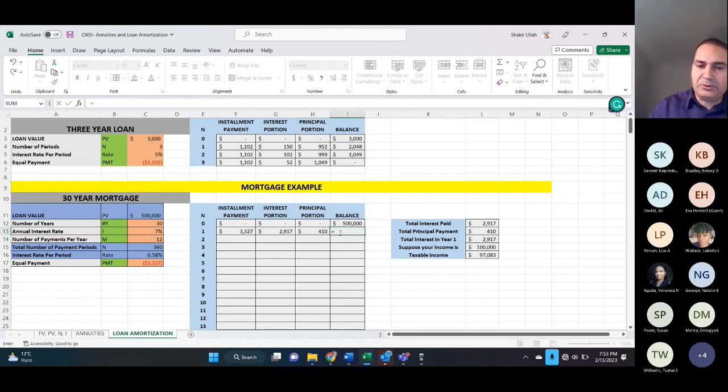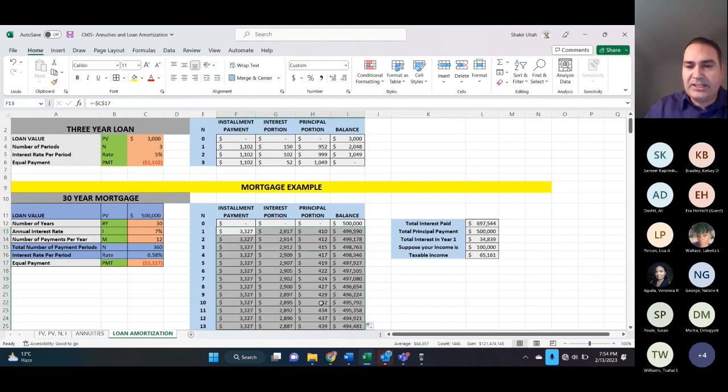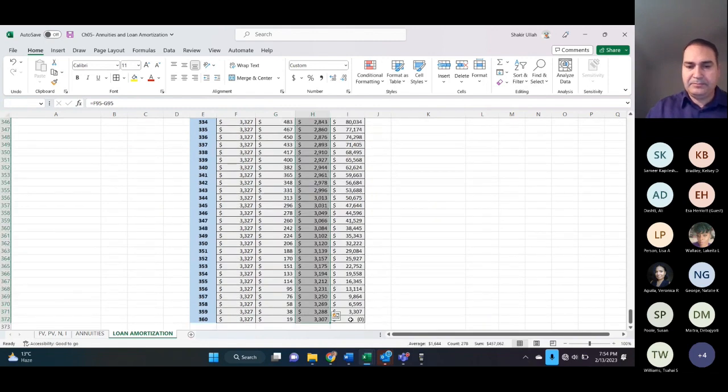My new balance would be equal to my previous balance, 500,000, minus the amount of money that I paid towards the principal. So that comes out to be this one. Sounds good? Yes, thank you. So once I have this first row populated, I can select this first row, then click on that little dot over there, and all this table is populated. You can see, that's how it is.